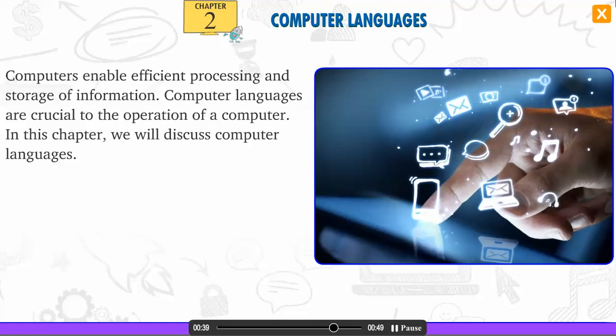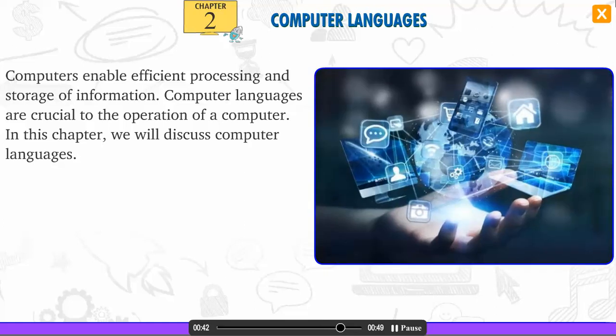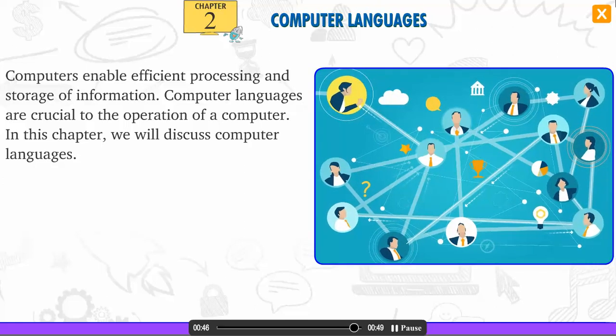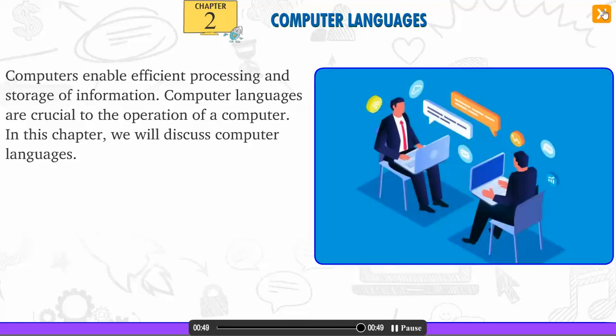Computer languages are crucial to the operation of a computer. In this chapter, we will discuss computer languages.